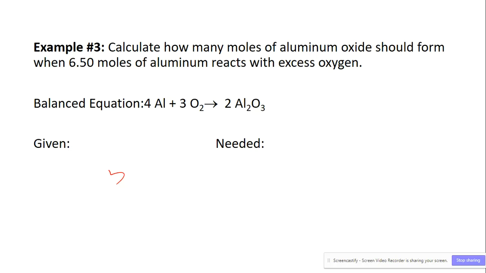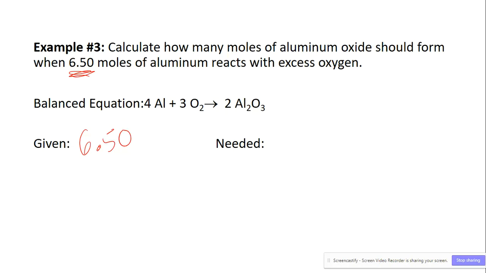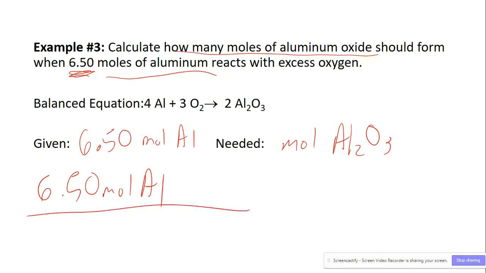All right, here's another one. Given, here's our number. So that's a good point to start with a given, 6.50. And I know that's going to annoy many of you, so I'll erase it. There you go. You're welcome. So 6.50 moles of aluminum. So that's the given. And we need how many moles of aluminum oxide? So we need to get 2 moles of aluminum oxide. So we start with 6.50 moles of aluminum, and we go to moles of aluminum oxide.